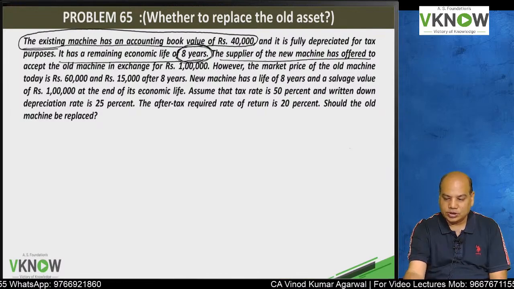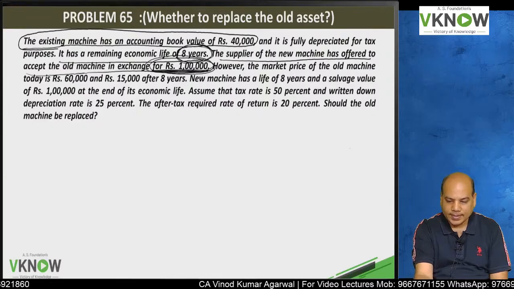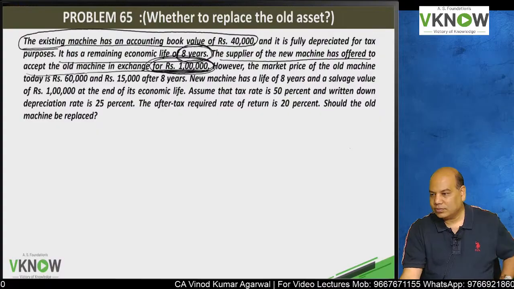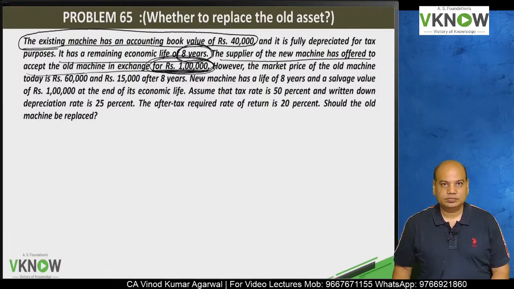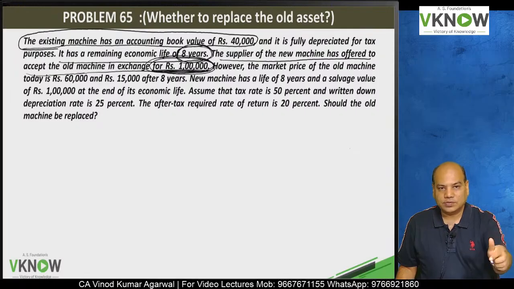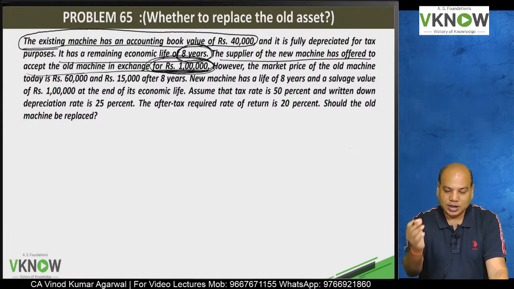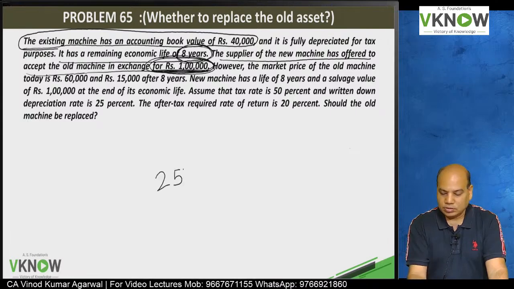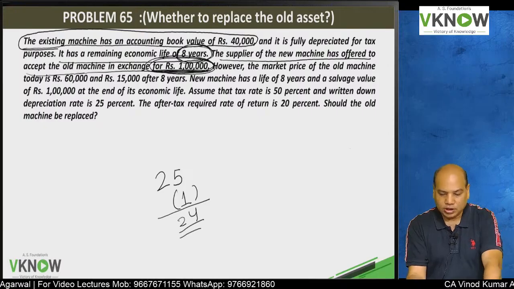The supplier of the new machine has offered to accept the old machine in exchange for rupees 1 lakh. Again my question is, is this 1 lakh relevant? Yes, because you are going to exchange it for 1 lakh. So you are going to give the old asset and buy a new asset. New asset cost is 25 lakh. Sale value of old asset 1 lakh. So net increase 24 lakh.